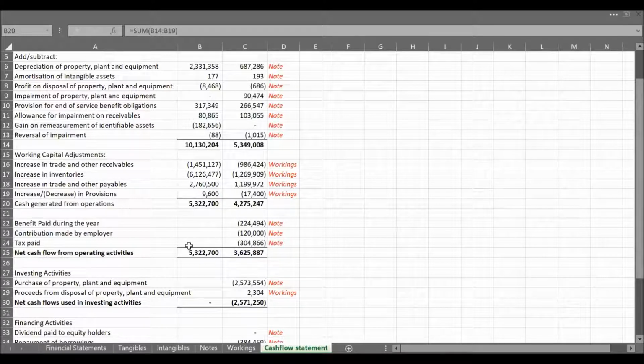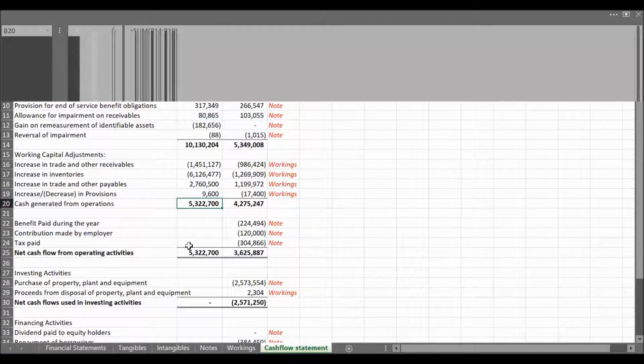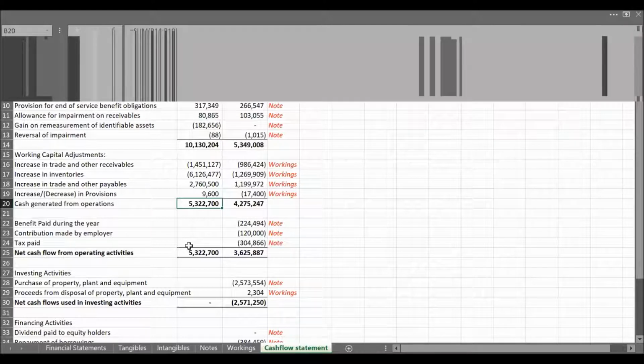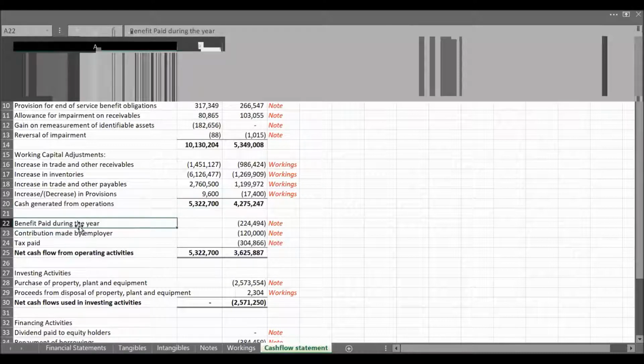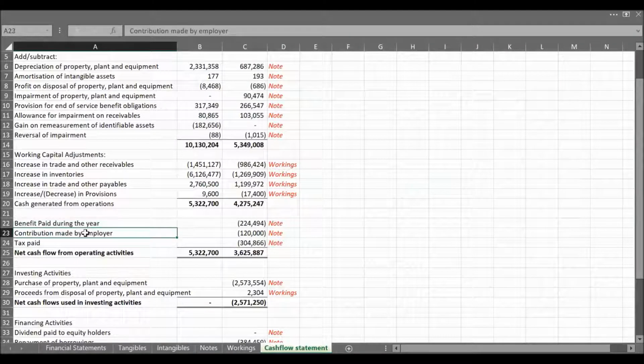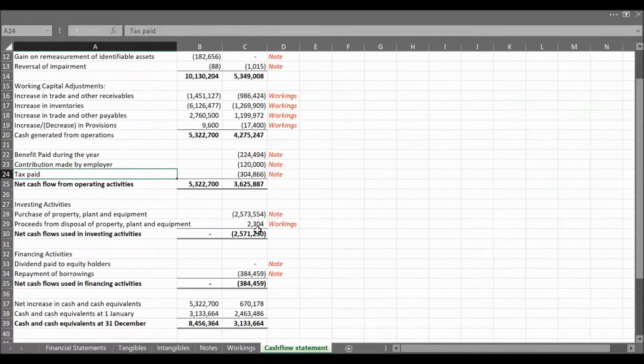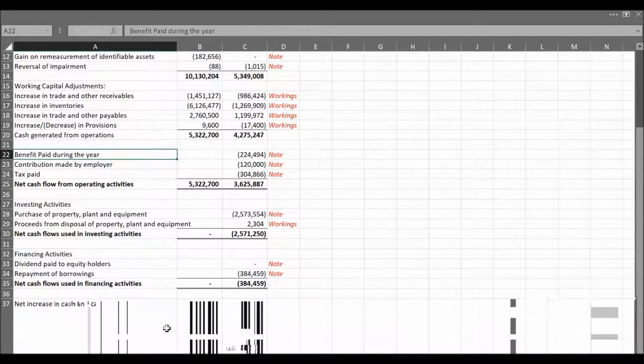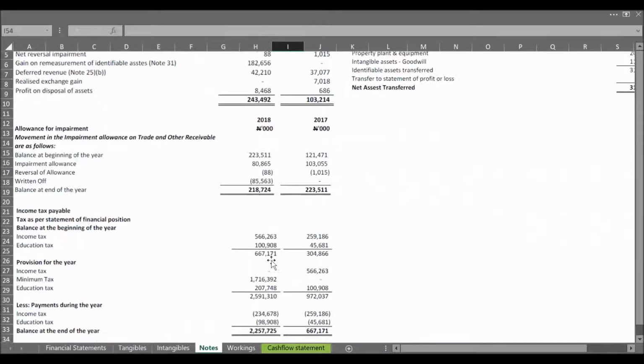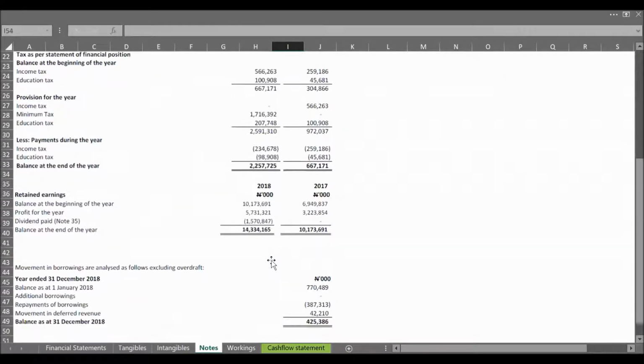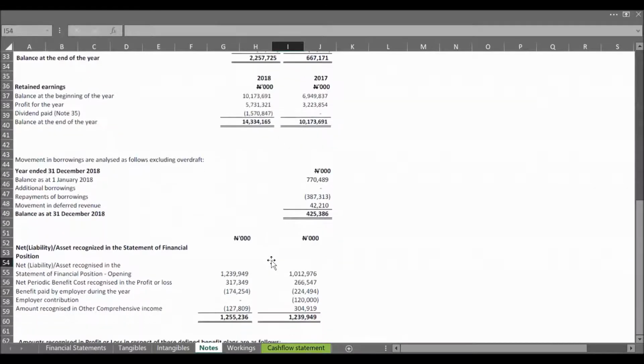All right, so this is cash generated from operations, which is 5.32 million. The next thing is to adjust for benefits paid during the year on the employee benefit liability, then contribution, if any, from the employer, and the tax paid on the tax liabilities. You can also find this information in the notes to the accounts. So the first is the benefit paid during the year. We can come to the notes to get that information. We can scroll to the benefits.